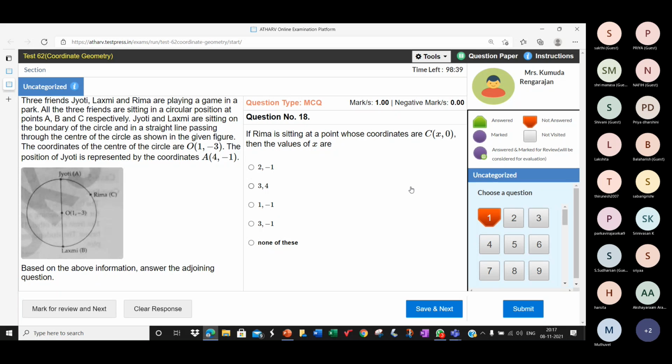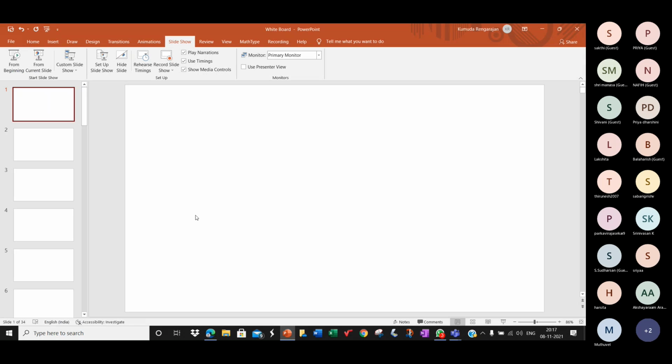What is the quadratic equation you got, Arnav? X square minus 2x minus 3. X square minus 2x minus 3. Somebody's mic is enabled. Please disable your mic.